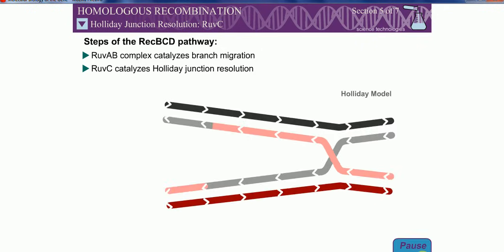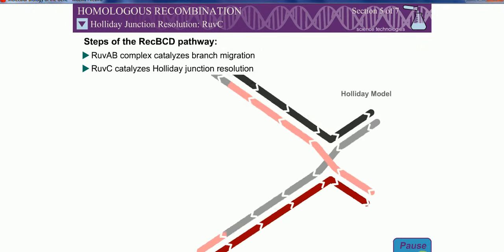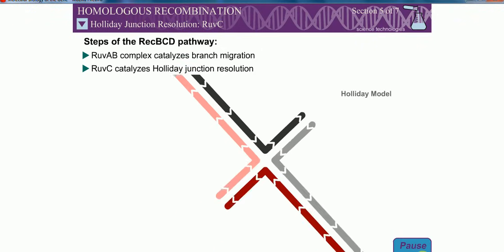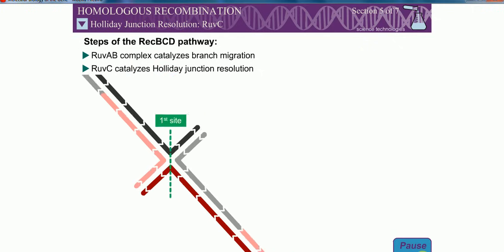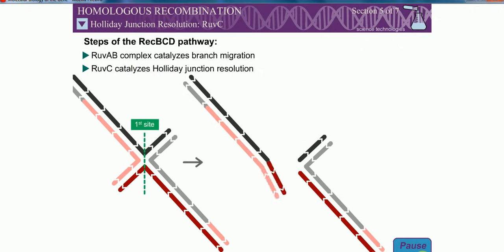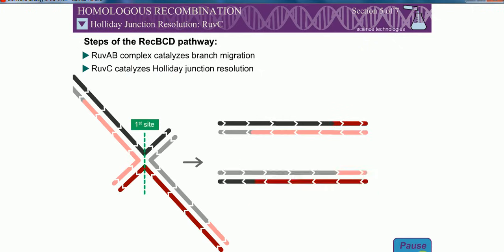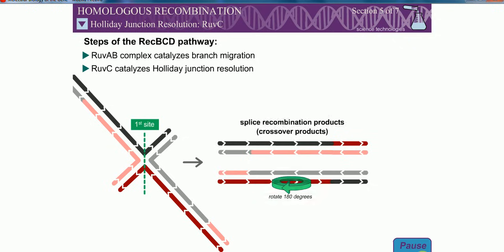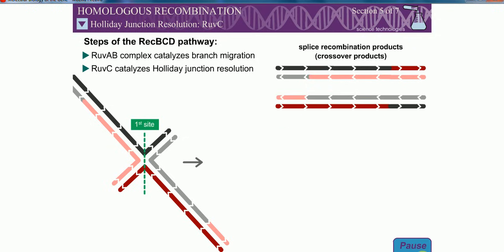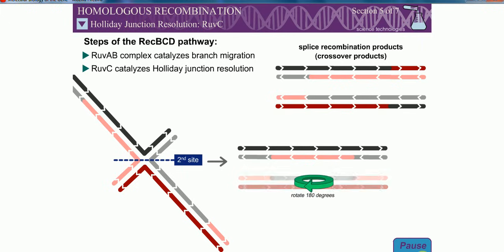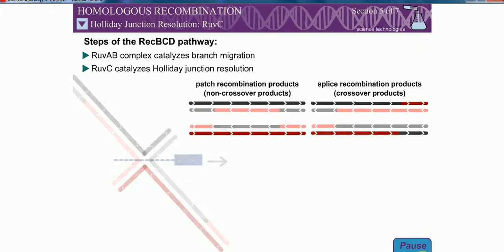The final step of the RecBCD pathway is Holliday junction resolution. Again, this step is similar to that of the Holliday model, except it can involve 2 Holliday junctions. As will be shown, the possible products are the same: patch recombination products, also called non-crossover products, or splice recombination products, also called crossover products. In the RecBCD pathway, this step is catalyzed by the RuvC endonuclease.